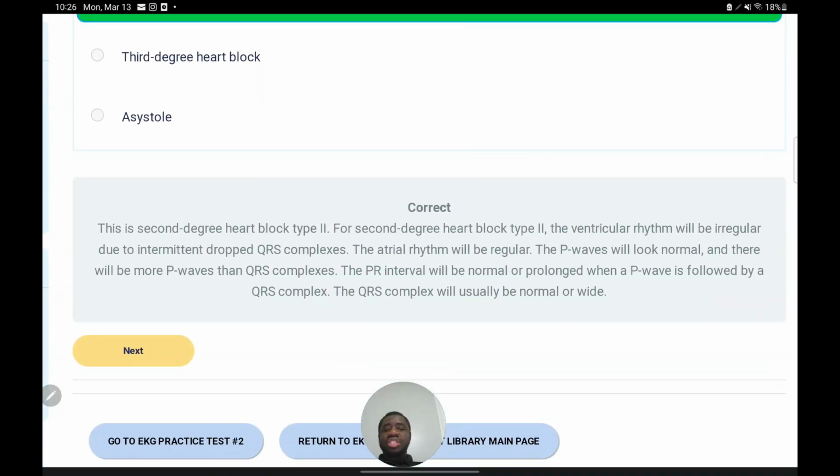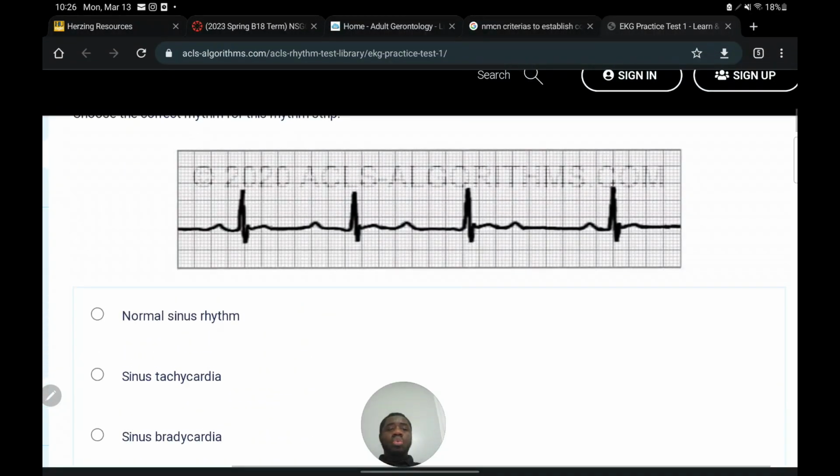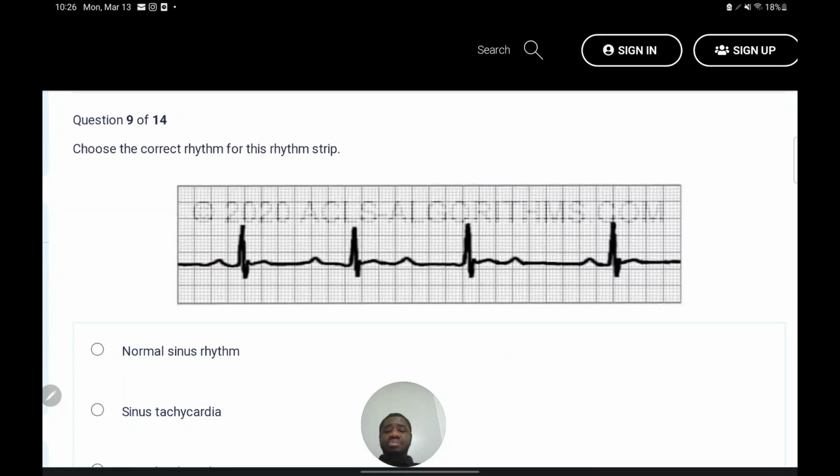So next question, what is this wave? Let's count the rate. 1, 2, 3, 4. 4 times 10, that is 40 beats per minute. So we can say that this rate is below 60, which is a form of bradycardia, but we cannot conclude yet. Now, what is the rhythm? You can see that the rhythm is regular. 1, 2, 3, 4, 5, 6, 7. So it is fairly regular.